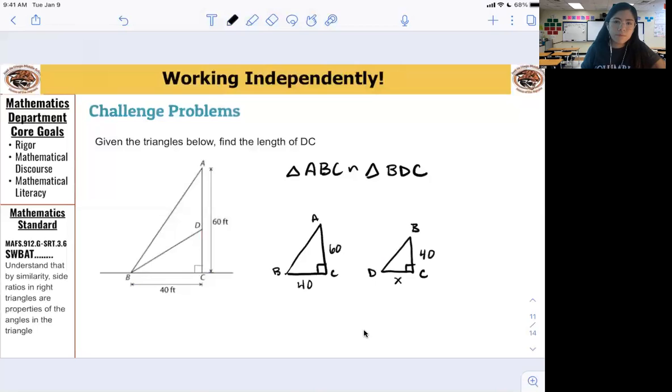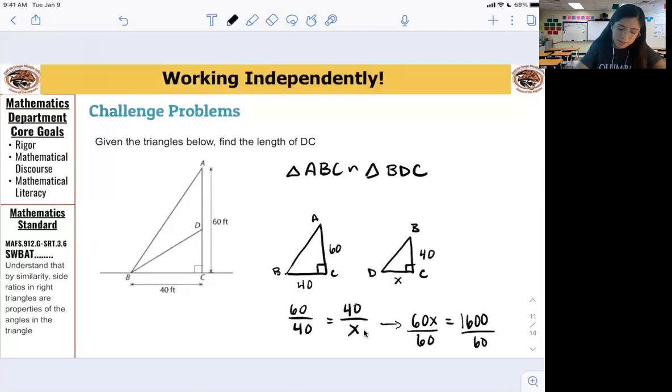Can we do big over small? You can do big over small or small over big. Okay, 60 over 40 is equal to 40 over X. I wanted to do that the other way, never mind. That's okay. Either way works. So what do I end up with? Oh wait, I forgot we cross multiply. Okay, so 60x equals 1600.